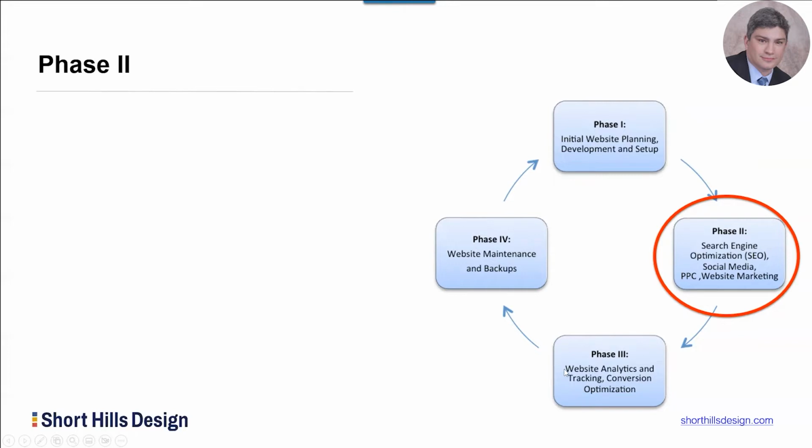Phase three is where we look at what's working and what's not working. So that's website analytics and tracking and conversion optimization. Analytics are what I want to know: who's coming to my website, from what geographic area, how much time are they spending on each page, things like that. And conversion optimization says to me, if I had 100 people come to my website and only one person submitted a contact request, then I need to know that I'm only getting 1 out of 100 people contacting me. We need to look into why that's going on.